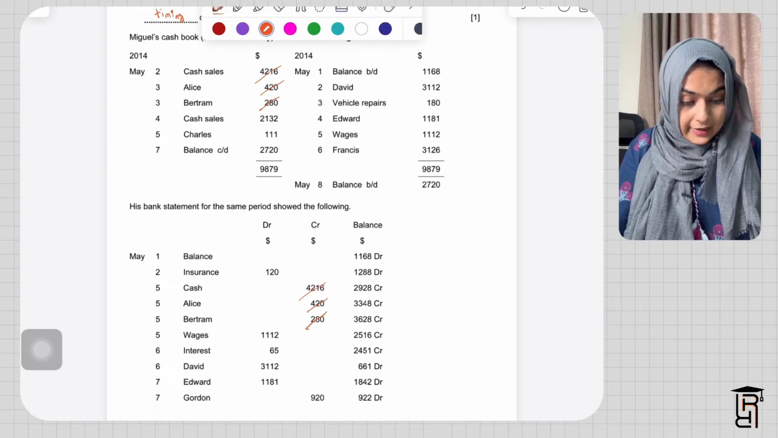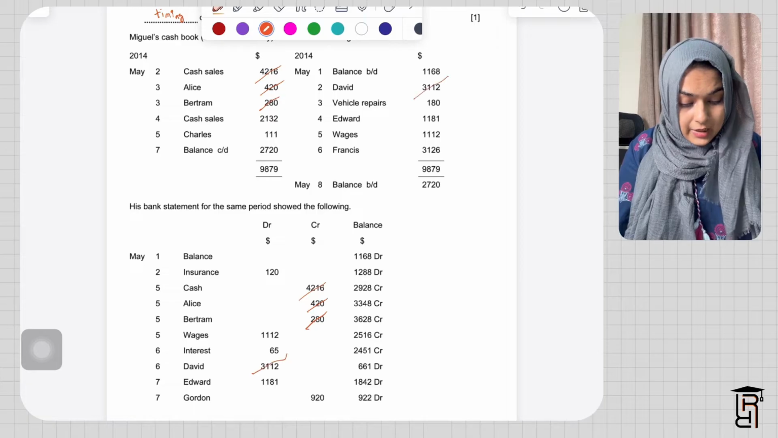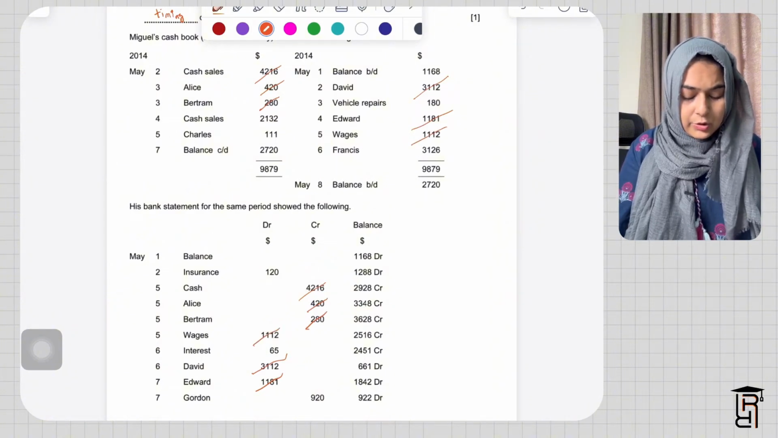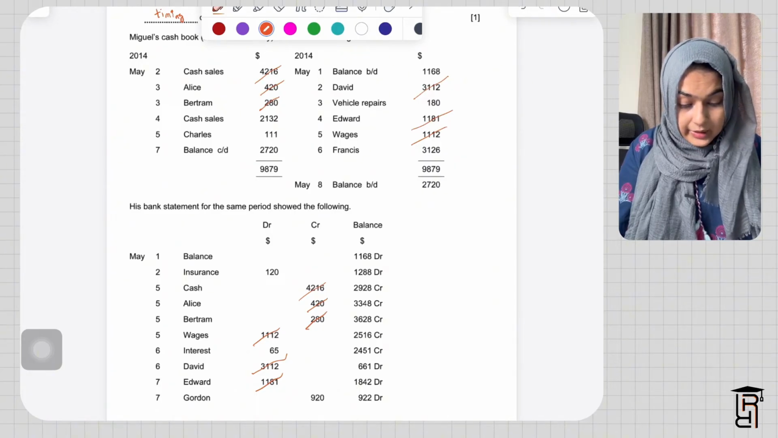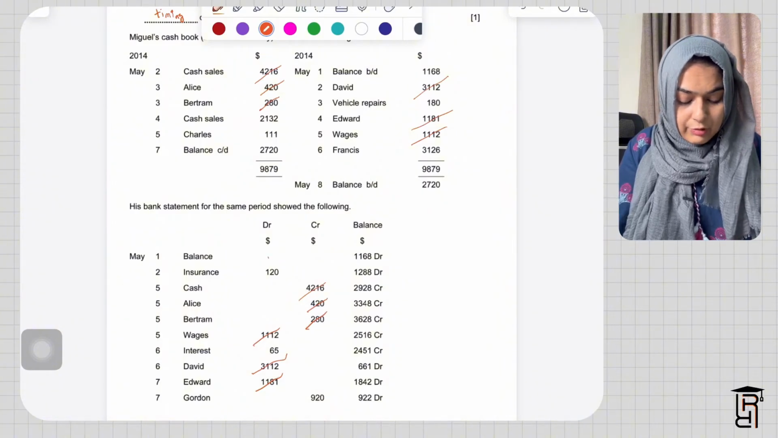David's check, the payment we have made to David, is there in both. We have Edward 1181 in both. Wages 1112 is in both, so we need to cancel that off. Then we have this: the payment for insurance is in the bank statement, it's not in the cash book, so you need to update the cash book.